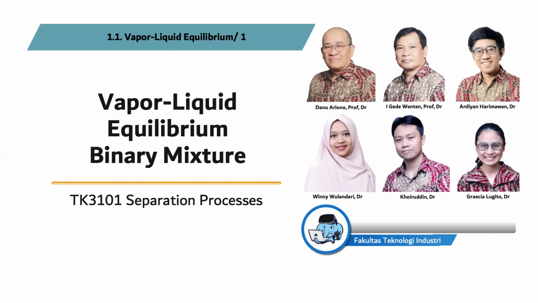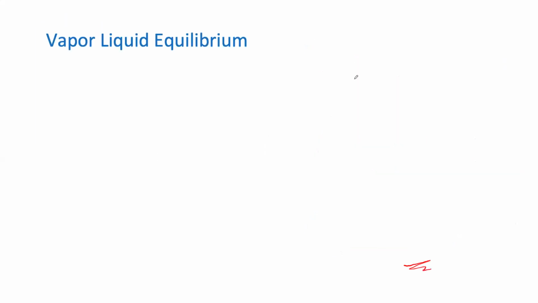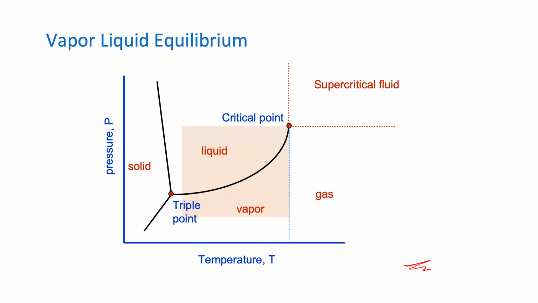Okay, so now we're gonna learn about vapor-liquid binary mixture, because we need to talk about binary distillation. The principle is that distillation is based on equilibrium, so we need to refresh our knowledge about vapor-liquid equilibrium. So this is a vapor-liquid equilibrium for one substance.